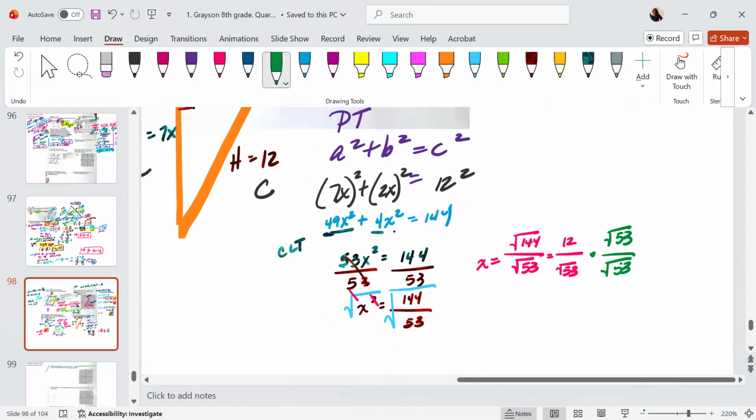You can always multiply by 1, correct? Which would be square root of 53 times square root of 53, correct? What happens here then? When you multiply this by this, what happens? It just becomes 53 without the square root, correct? On top, you get 12 square root 53. There's nothing you can do with the 53. That is going to be your answer. And you can't do anything with the 12 and the 53, so x is that.